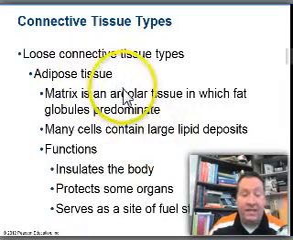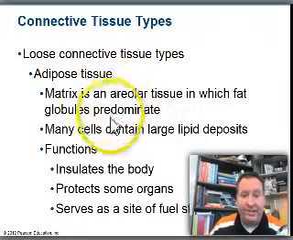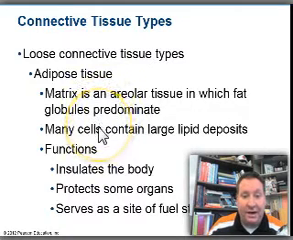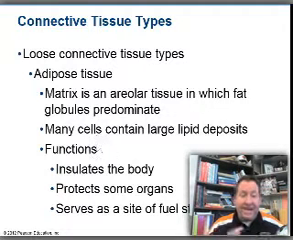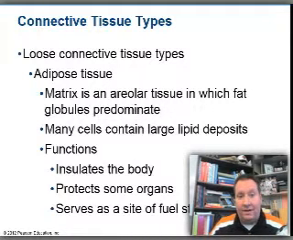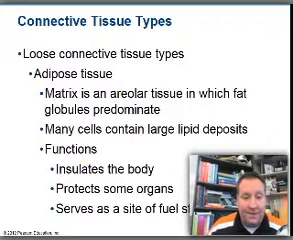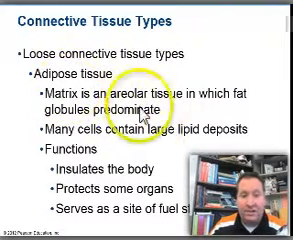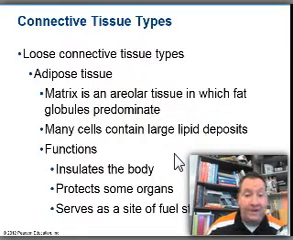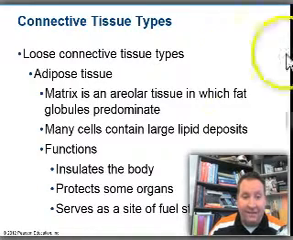The next loose connective tissue that we have is called adipose tissue. Basically, we have flat globules. The matrix is going to have fat around it, and the cells themselves are going to contain large lipid deposits. The major function of adipose tissue is to insulate the body. It helps protect some organs, particularly organs of the abdominal pelvic cavity that are not protected by bone. It also serves as a major fuel storage area. After we've gone through our sugar reserves in our body, then we begin to tap into fat itself.